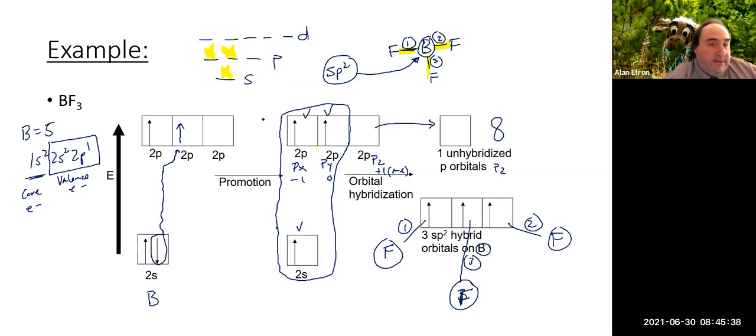Again, it is related to three electron pairs, and those three electron pairs give that trigonal planar geometry and that 120-degree bond angle that's happening here. Question on that?